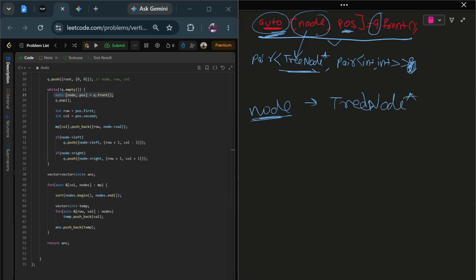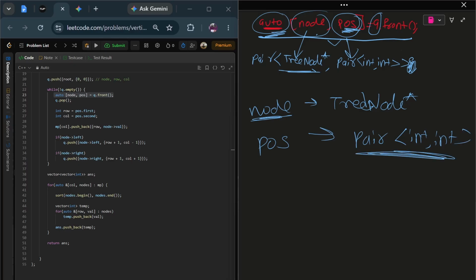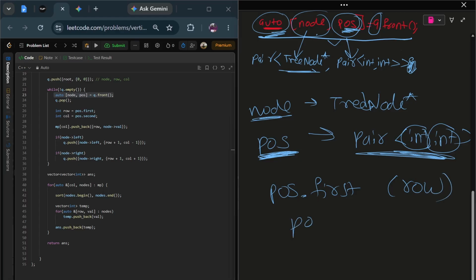Okay, and the data type of this position will be considered as this pair. So this position is considered as a data type of pair of integer, integer. If you want this row and column separately, with the help of this POS, you can simply say POS dot first. This will return you the row, and if you say POS dot second, this will return you the column, because it is a pair.